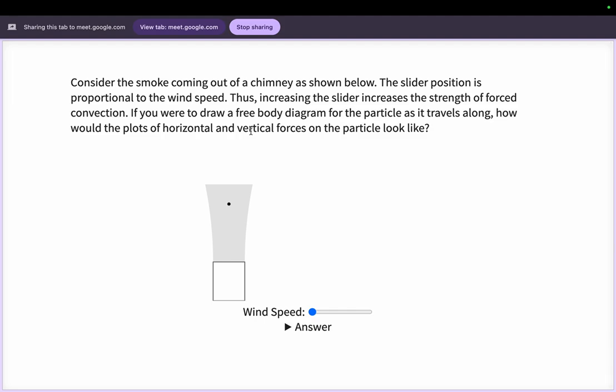This is a sample animation to just show you. Consider this is a chimney and some particles are moving out of it, like the hot air moving out of the chimney.